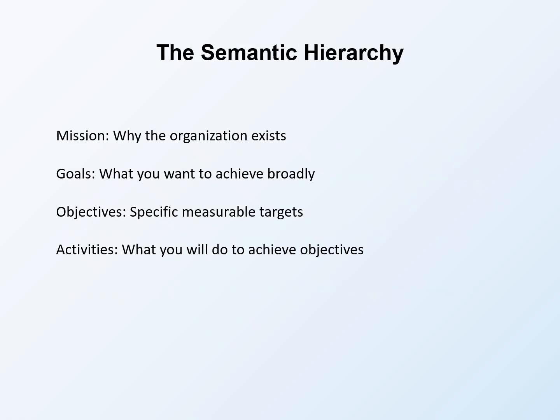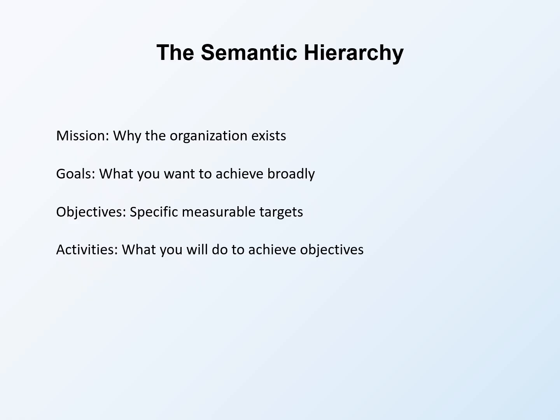Understanding the semantic hierarchy helps place goals and objectives in context. Mission defines why the organization exists. It is the most fundamental statement of purpose, rarely changing. Mission guides everything else. Goals describe what you want to achieve broadly. They translate mission into program direction. Goals are more specific than mission but less specific than objectives.